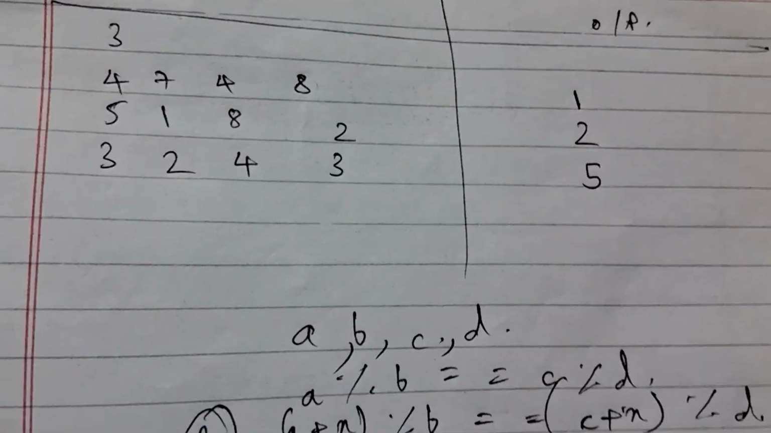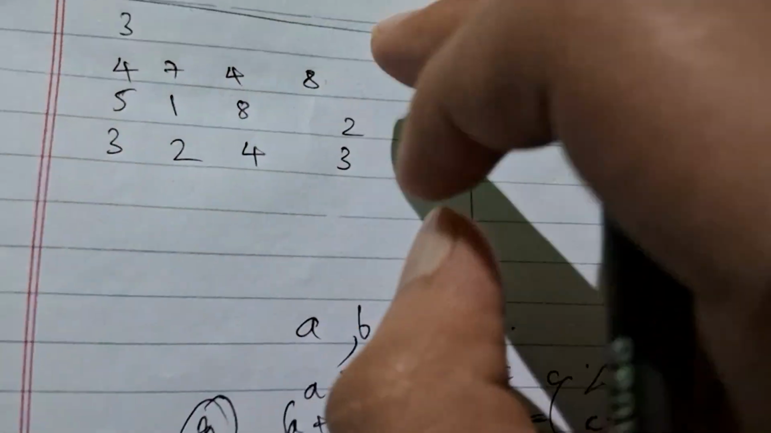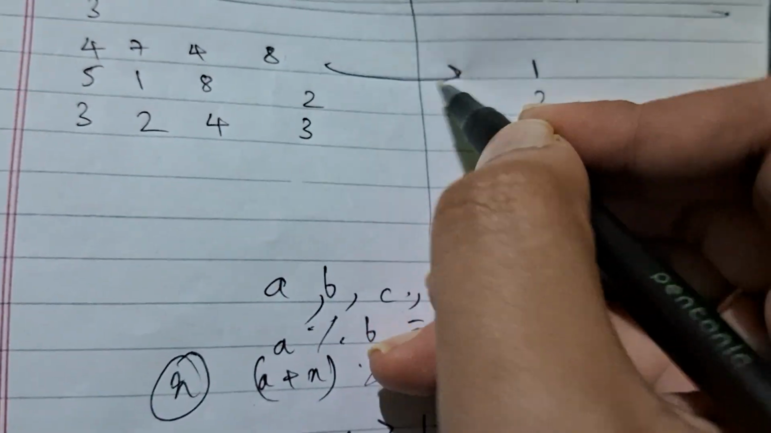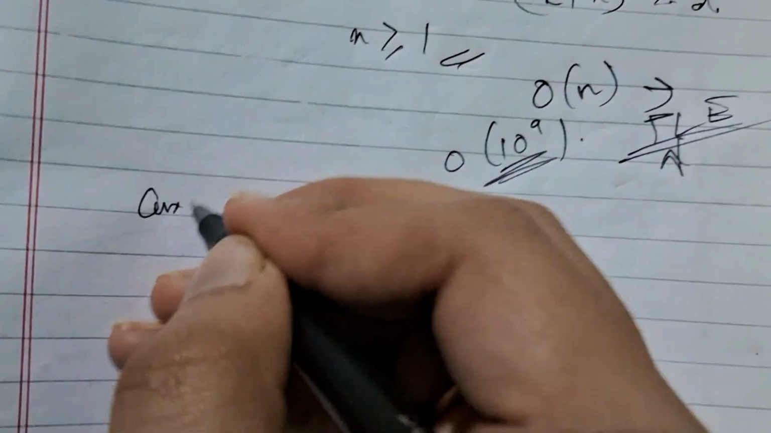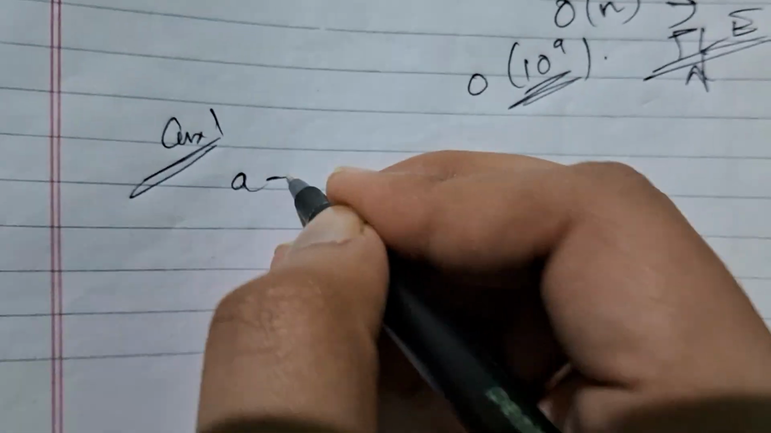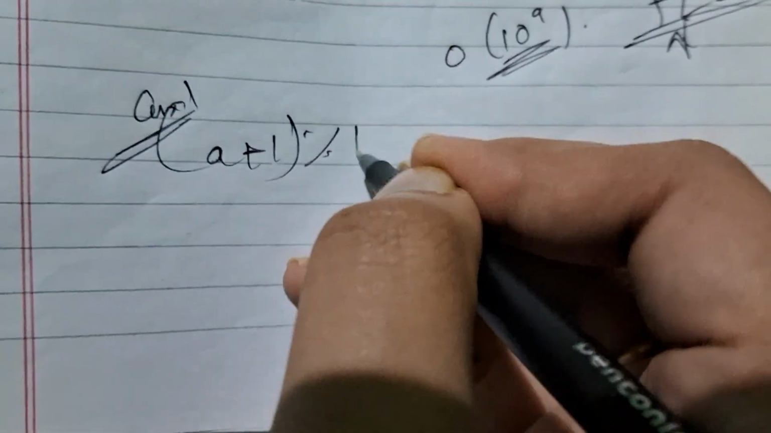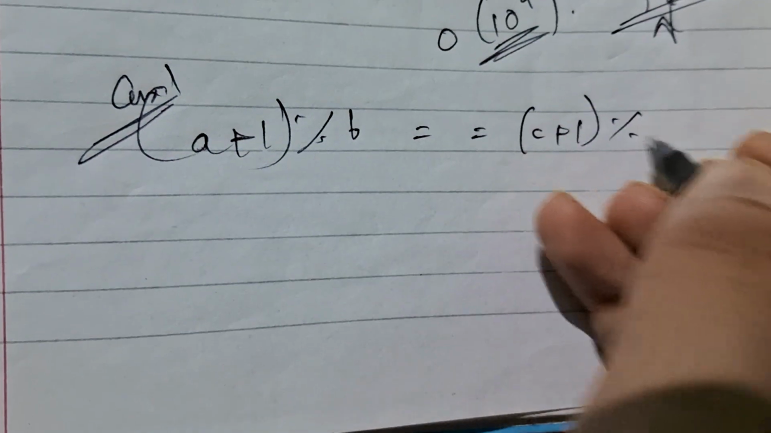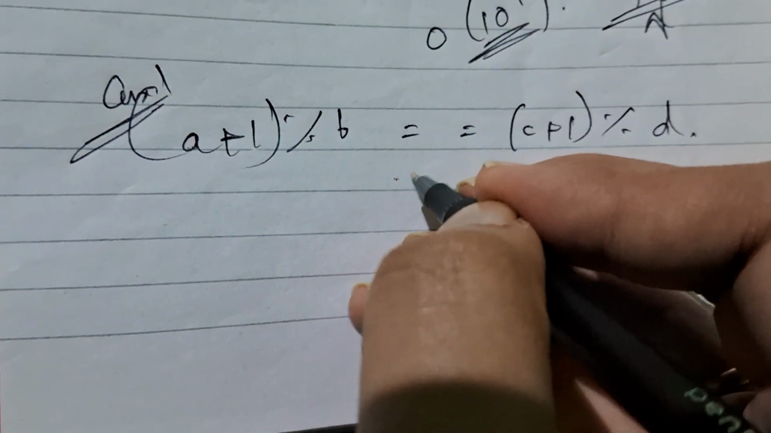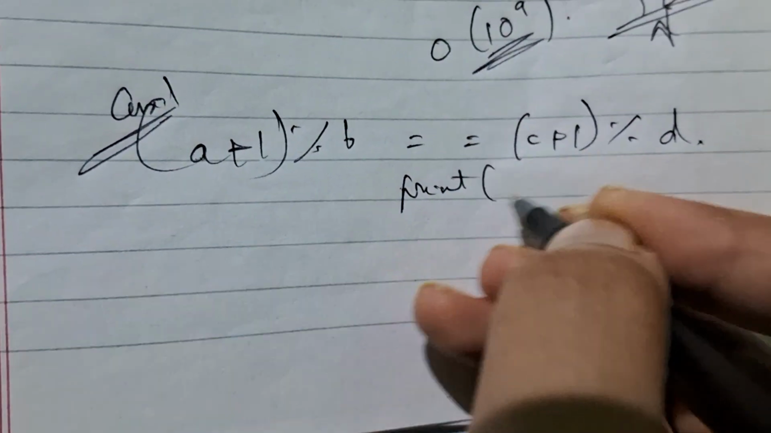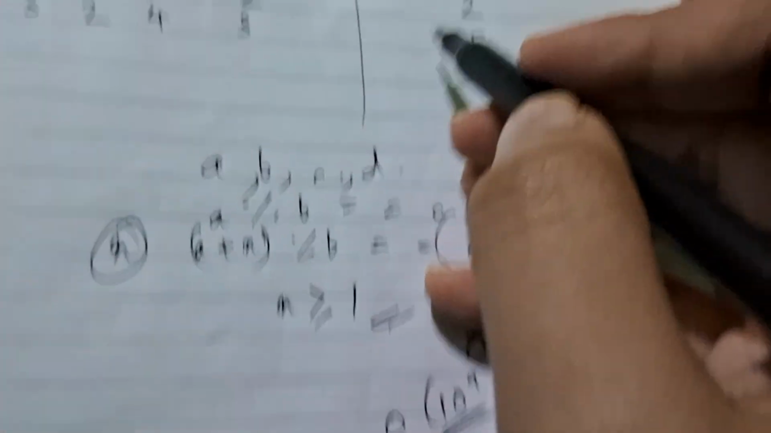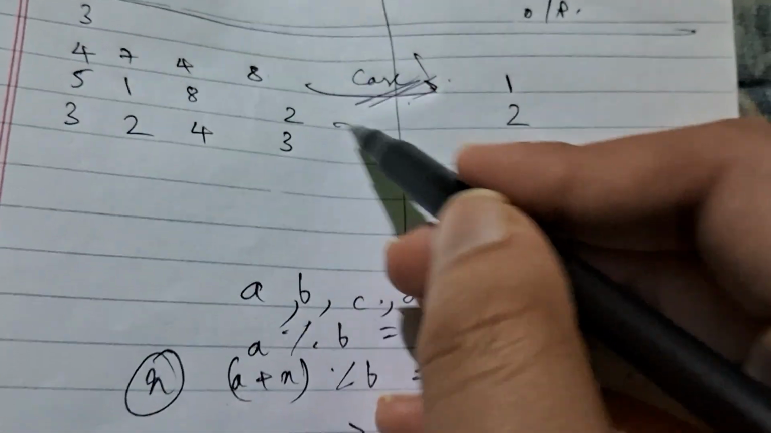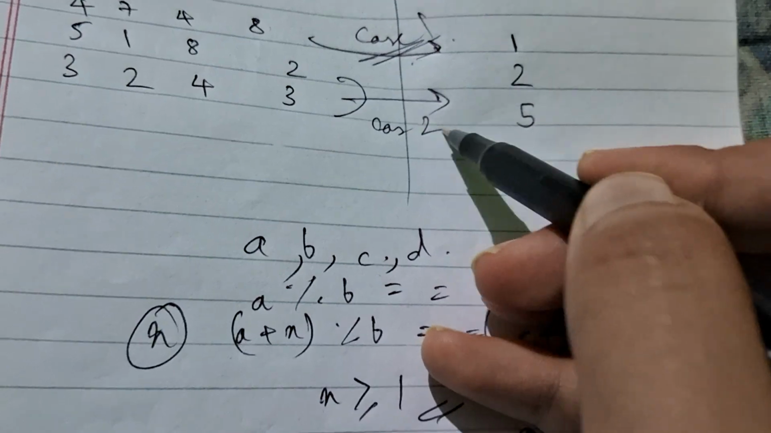So what is the logic that we are going to check? Number one, this is case one. The case one is very simple. Check if (A plus 1) mod B is equal to (C plus 1) mod D. If this is equal, then you can print 1 for sure. So we are done with case 1.